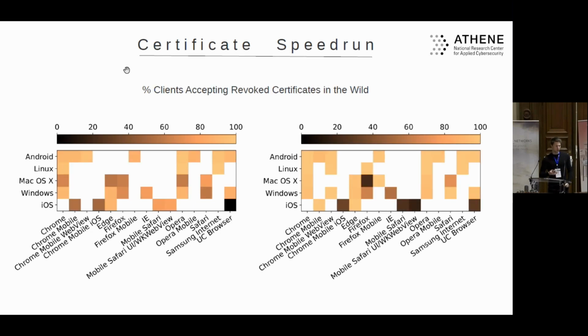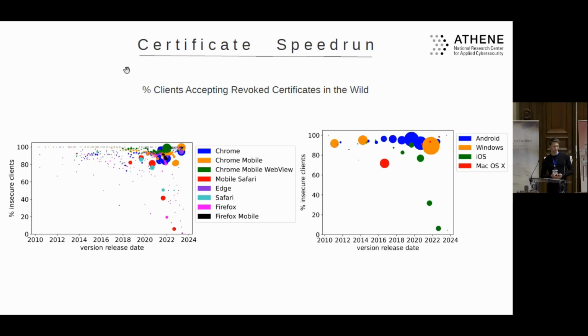We also looked at if there are differences in the OSs and browsers in terms of accepting revoked certificates. Here we can see that mostly iOS has gotten better. Since Apple is a little more security focused, they are more strict with revocation checking. But the vast majority of combinations that we observed, for the most part, don't check revocation.